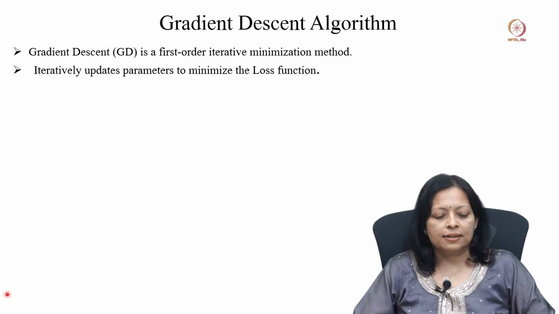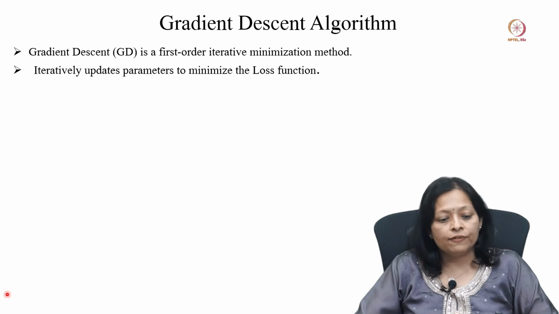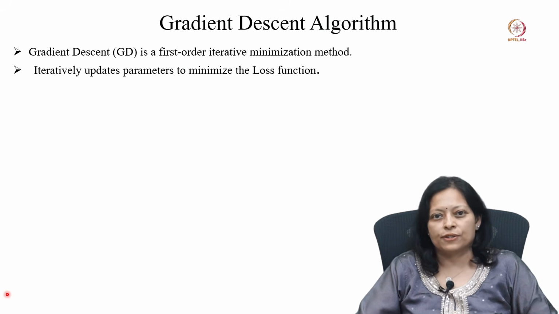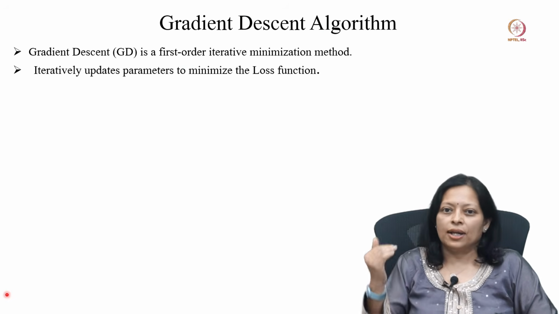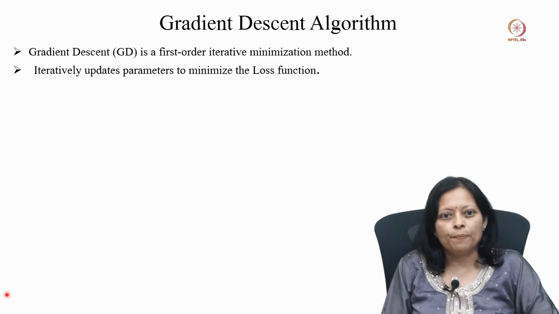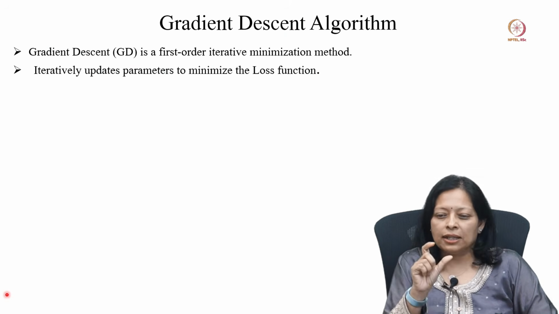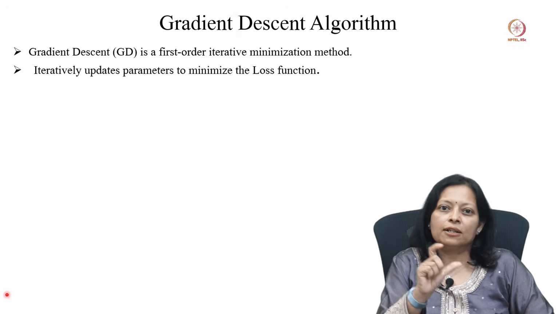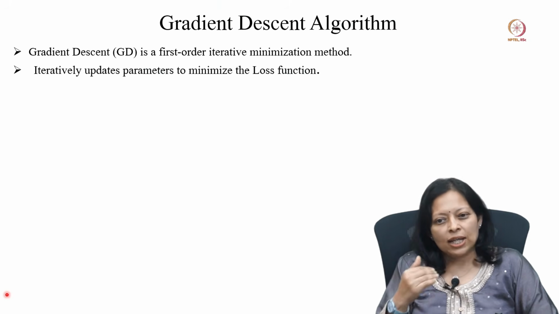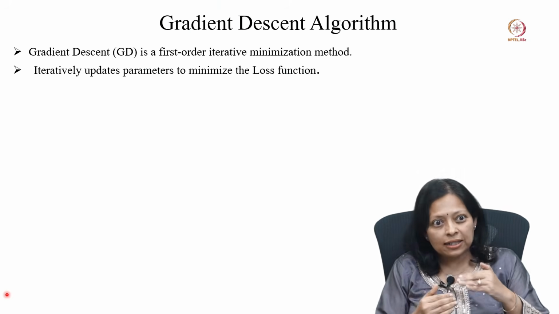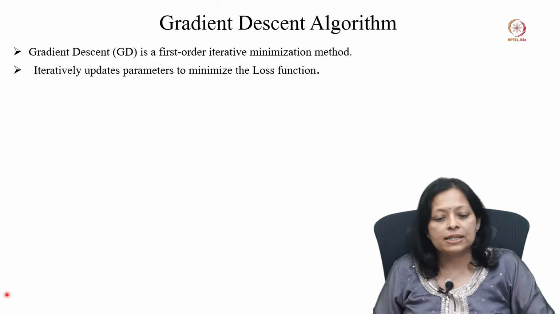Gradient descent is a first order iterative minimization method. It iteratively updates parameters to minimize the loss function. Just as I was saying, the cyclist is trying to come down to the base of the hill, and every location while he is coming down gives a measure of how far he is from the base of the hill. If he changes his position iteratively, at one point of time he will come down the hill. Okay. The same thing we will see in gradient descent.